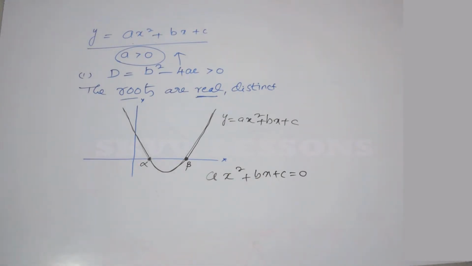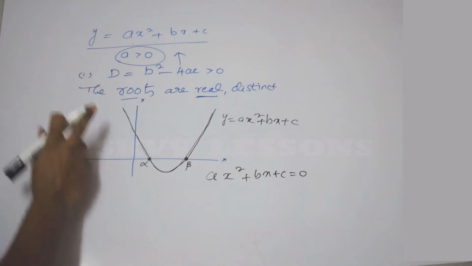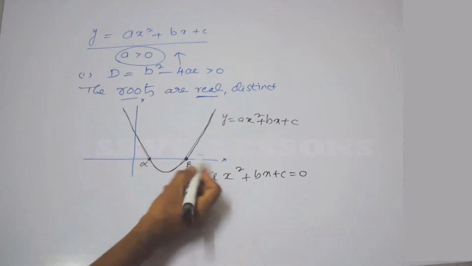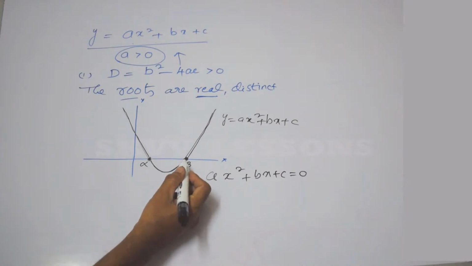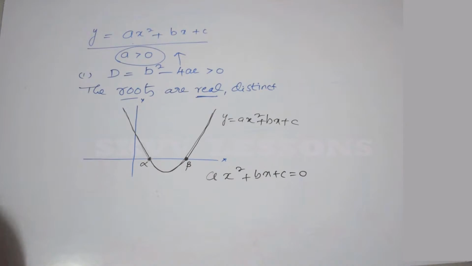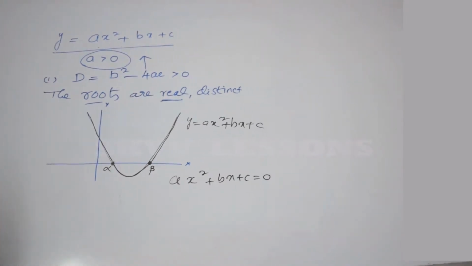Now you can see whenever D is positive, the roots are real and distinct. That's why the graph is intersecting the x-axis at two different points. For example, if D is negative, what happens?